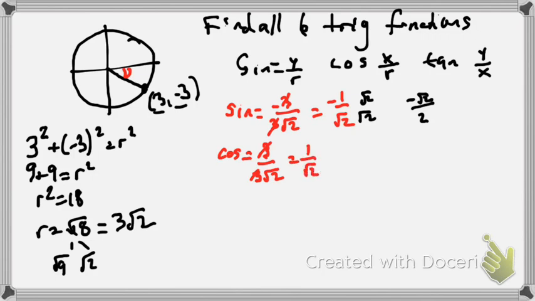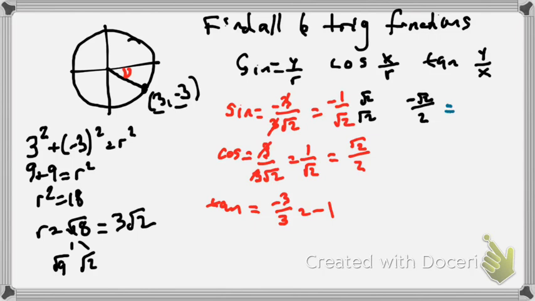Using the same concepts from above, this will just turn into the square root of 2 over 2. And then finally with tangent, tangent is just going to equal the y value over the x value, so -3 over 3, which is just -1. So now, if I want to find the cosecant, the secant, and the cotangent, all I have to do is flip them. So this is really, really nice, because all I have to do is flip it.